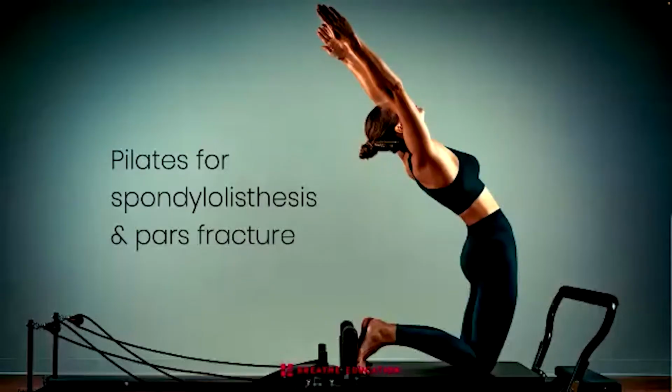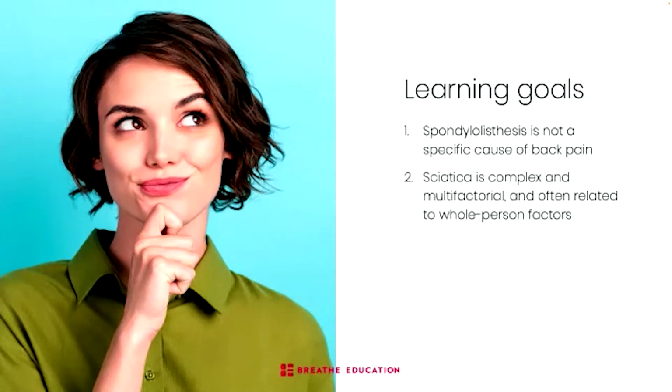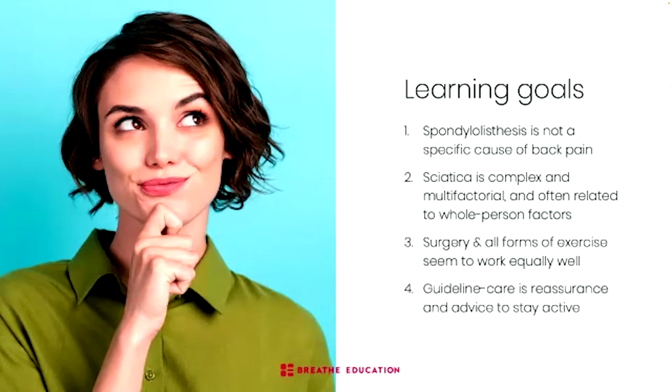All right, spondylolisthesis and pars interarticularis fracture. Here we go. We are going to talk through the fact that spondylolisthesis is not a specific cause of back pain. Sciatica, which is leg pain associated with spondylolisthesis, is complex and multifactorial, and it's often related to whole person factors, not just what's going on in the low back. And that surgery and all forms of exercise seem to work equally well for spondylolisthesis, and guideline care is reassurance and advice to stay active.